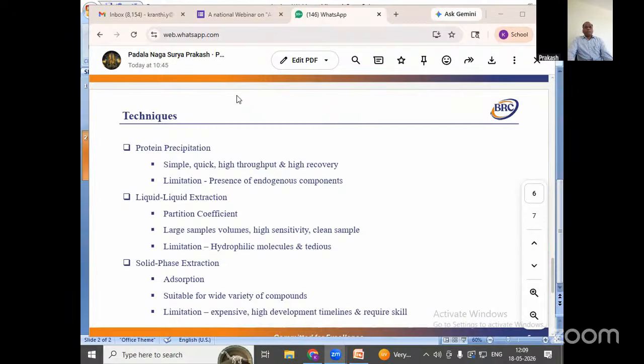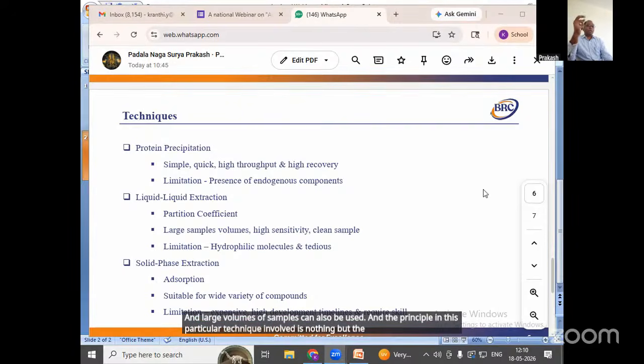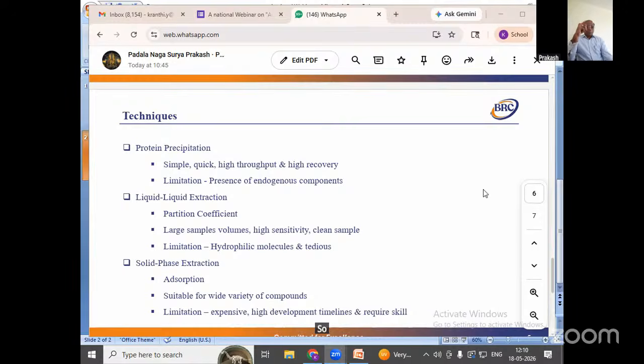So the final one is solid phase extraction. This is one of the best sample preparation techniques or methodologies when we compare it to the other two techniques, because it can provide a very clean sample, and large volumes of samples can also be used. The principle involved in this particular technique is absorption. This is based on the differential affinity between a liquid phase, which is the sample, and a solid phase, which is a sorbent.